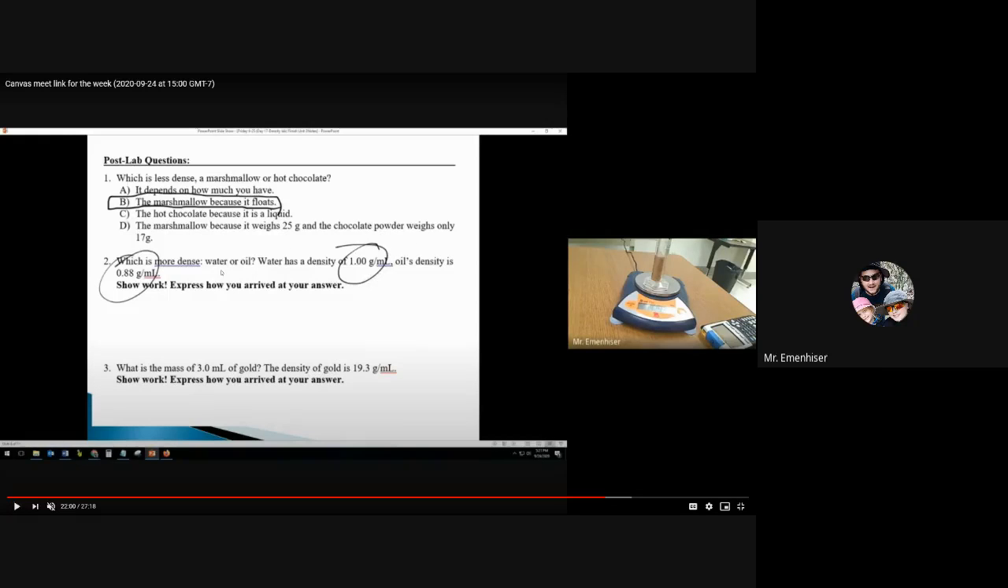All right, which is more dense, water or oil? Water has a density of 1. Oil's density is 0.88. All right, so which is more dense? Okay, and I'm not going to answer that, but you guys should be able to answer that. Which number is greater?